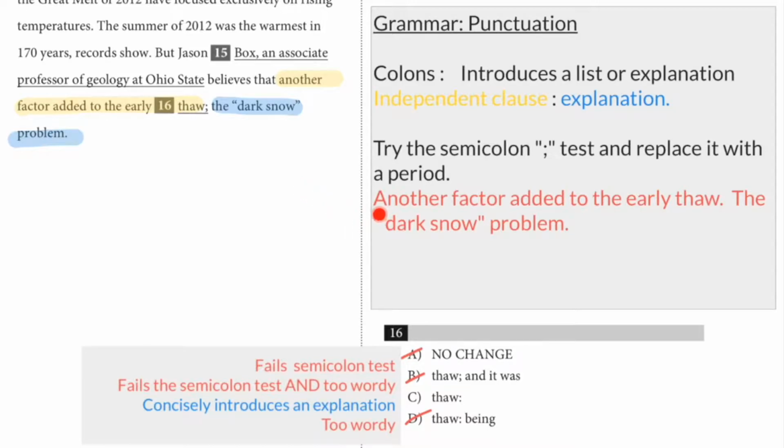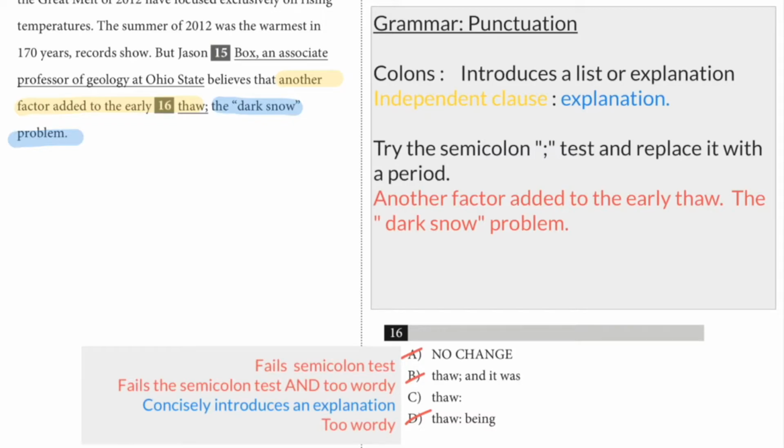So when you replace the semicolon with a period, it reads like this. Another factor added to the early thaw, period. That's fine so far. The dark snow problem, period. That's actually not a sentence. It's kind of a noun phrase, but there's no verb. What does the dark snow problem do? You can't replace this semicolon with a period because what follows is no longer a complete sentence. And that's why you can't use a semicolon.